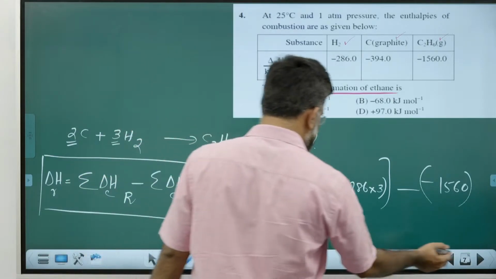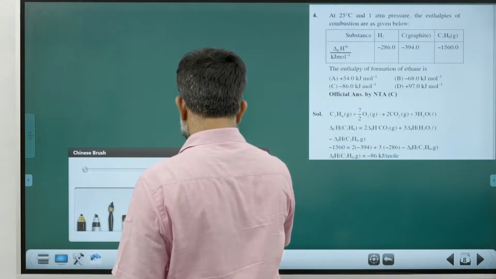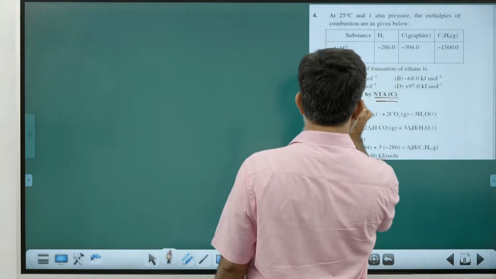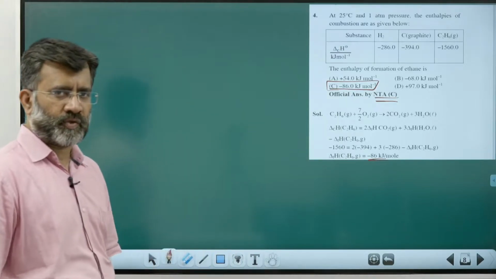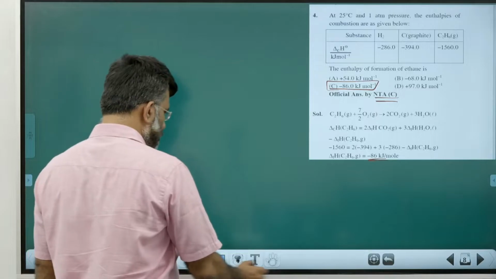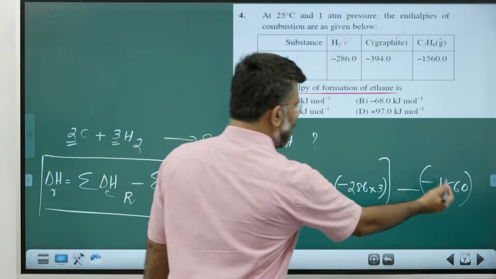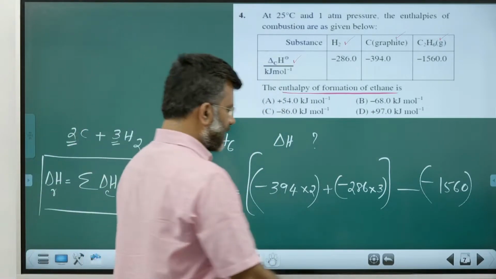And the answer will be option C. That means you are getting minus 86. It's quite evident that this data will be slightly greater than this data. Okay. Next.